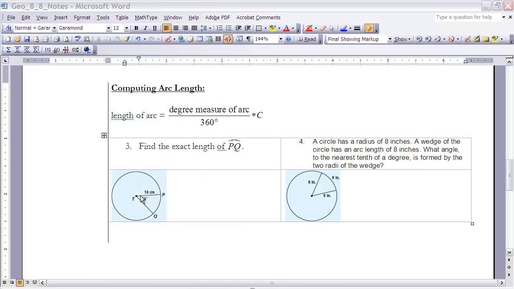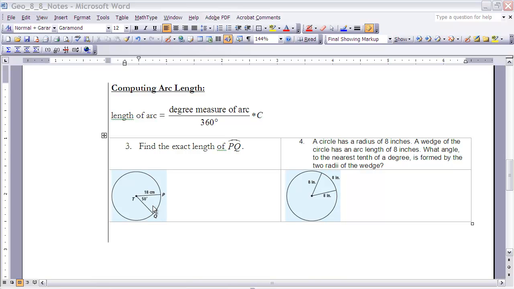The last topic I'd like to take a look at in this section is computing arc length. Before, when we've looked at arcs, we've looked at them in terms of their measure, and that was always related to the central angle of the circle. Now we're going to look at what is the actual length, or the measurement that I could do on a ruler, for that arc.